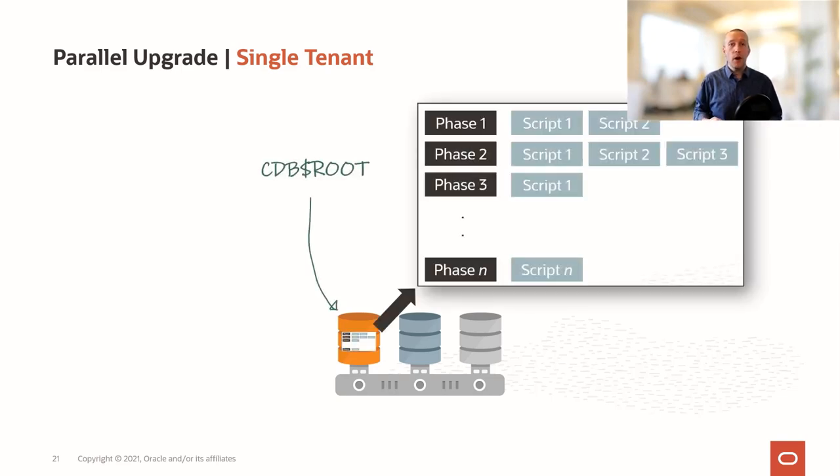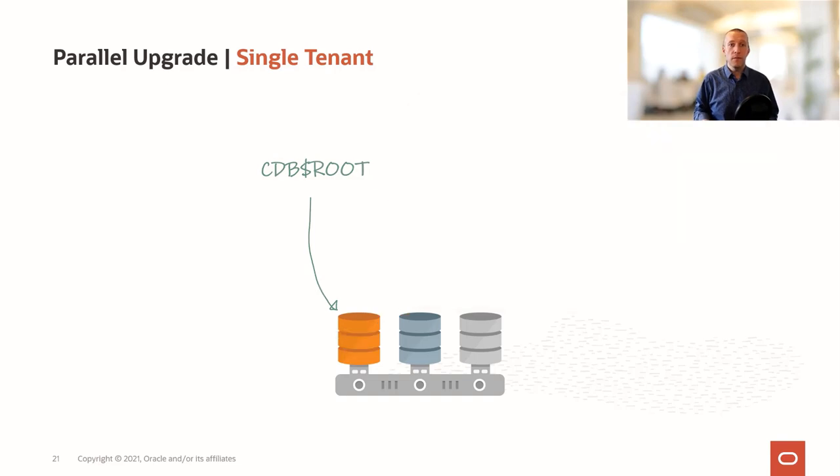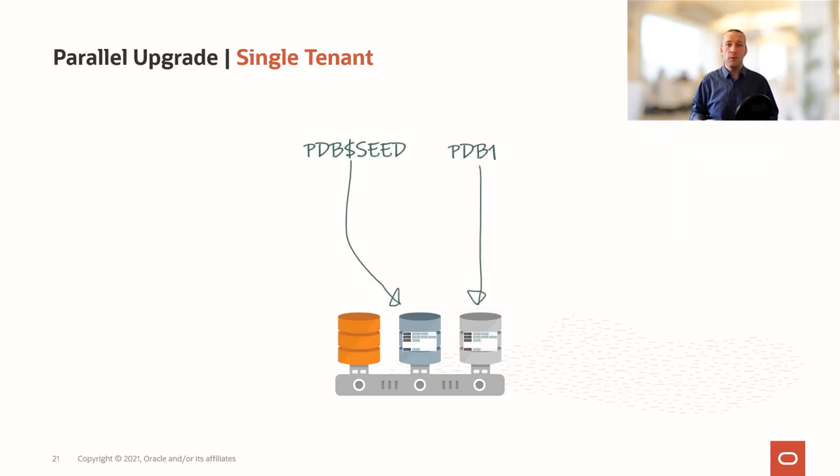First, the parallel upgrade will start to work on CDB$root and none of the other PDBs. We have to upgrade root first. The upgrade of a container or a pluggable database is similar to the upgrade of a non-CDB database. There is a set of phases that contains a set of scripts. When the upgrade of CDB$root has been completed, the parallel upgrade will continue with PDB$seed and the user PDB.